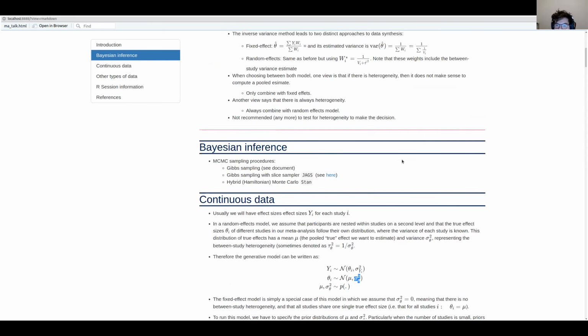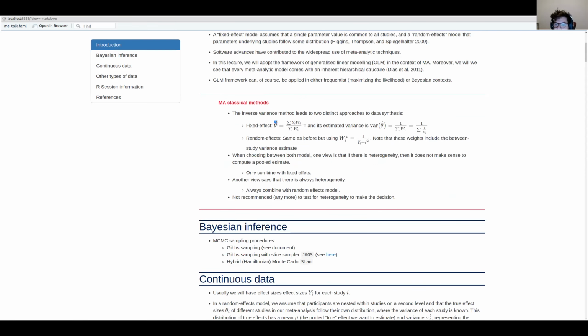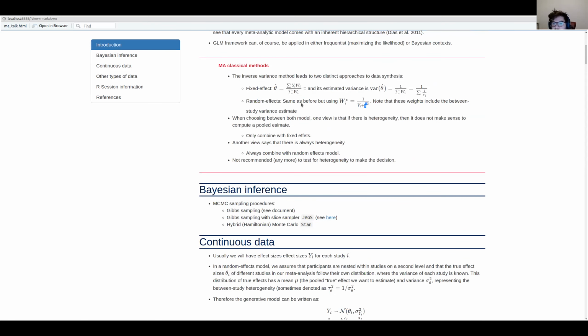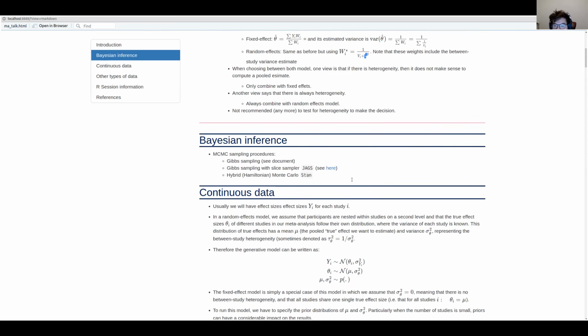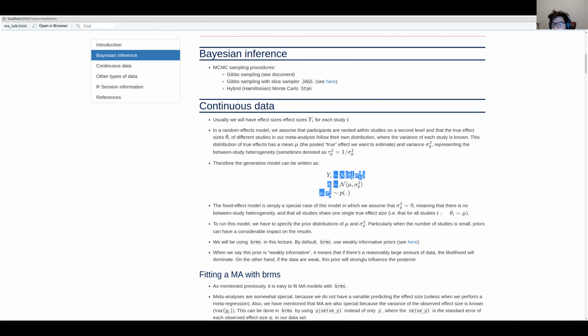Let's go back. Mean effect size theta hat, and in the random effects model, tau square hat. That's the same as here, two parameters to estimate, frequentist and Bayesian, right? Mu is going to be our mean effect size, and this will be the between study heterogeneity. Questions so far?